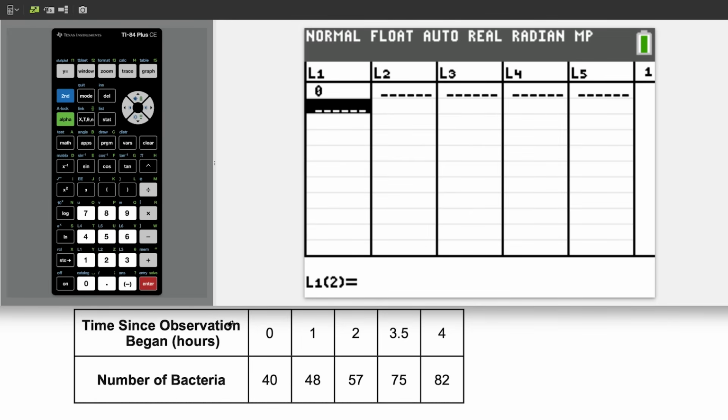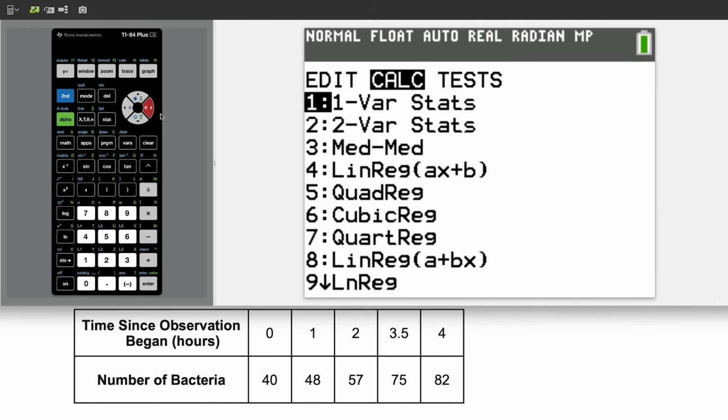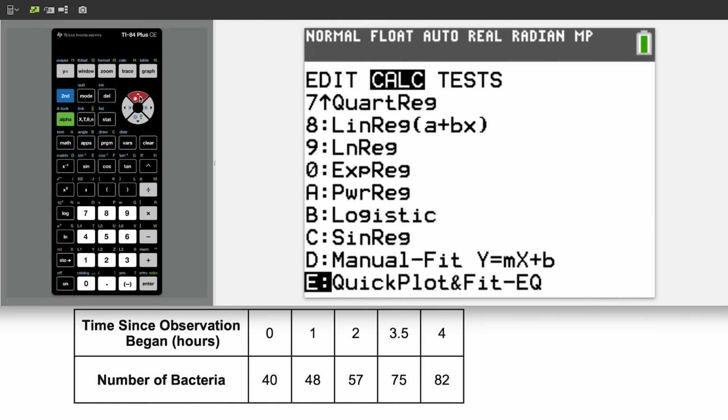So the time since the observation began, we're going to write in L1. We have 0, 1, and then we have 2, 3.5, and 4. And then we're just going to write in the corresponding y values in the next column here for L2. So I have 40 going next to 0, and then we have 48, we have 57, we have 75, and we have 82. So once we have all of this typed in, now we go to stats, calculate, and exponential regression, I could press up, and that's option 0 on this calculator.